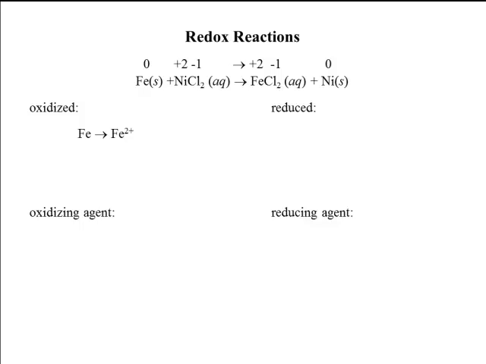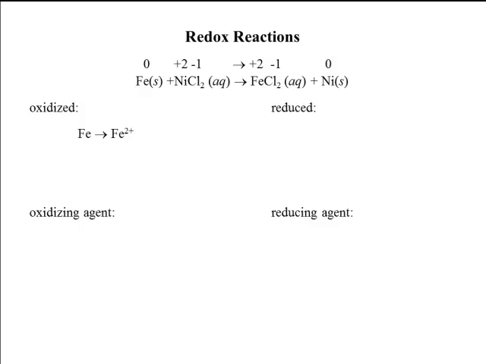Now, let's just focus on this half reaction first and go through the steps for balancing those half reactions. So I make sure the number of atoms are equal. Well, I have 1 iron on the left, 1 iron on the right. I'm good. I don't have any oxygens or hydrogens to worry about, so I'm good there as well.